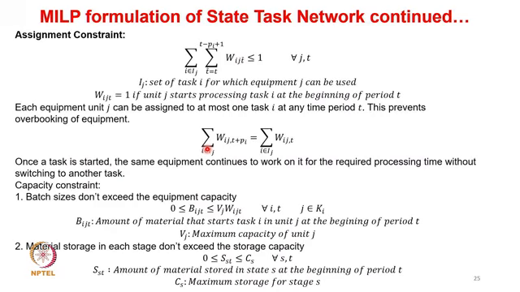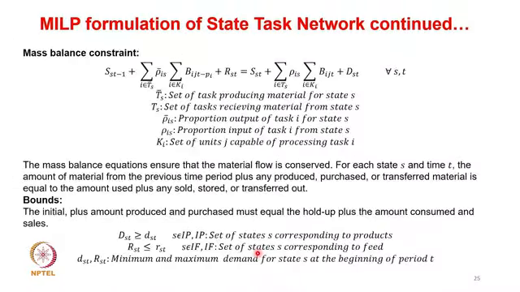you can't break the process in between, and you can't have the batch sizes exceed the overall capacity. Vij is the maximum capacity, and material storage must not exceed the storage capacity. And we have the material balance, the mass balance. This particular equation speaks about the mass and material balance.